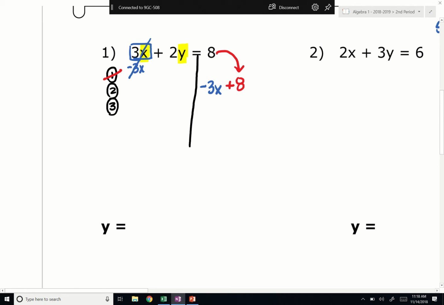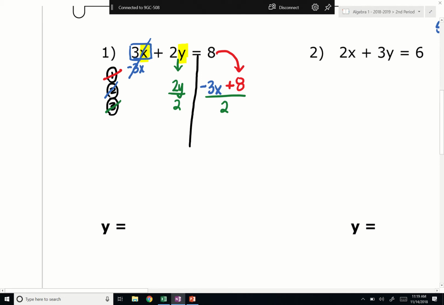Whatever you do to one side, you're going to do to the other. And here's the deal. I created a space, so I'm just going to write it in the space I created. Pretty easy. I know it sounds silly right now, but you'll understand it here in a second. And your last step is to what? Divide. But before we do that, you're going to drop your 2y, and then you're going to divide by what number? 2.